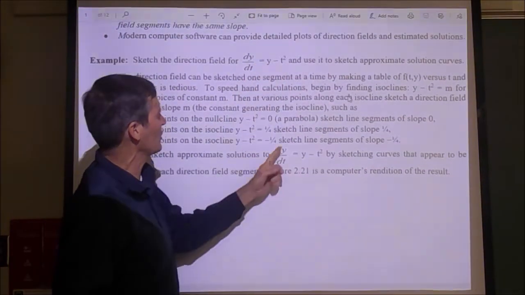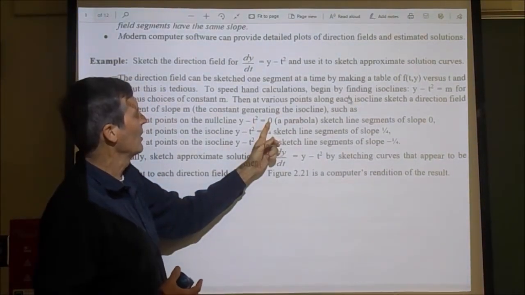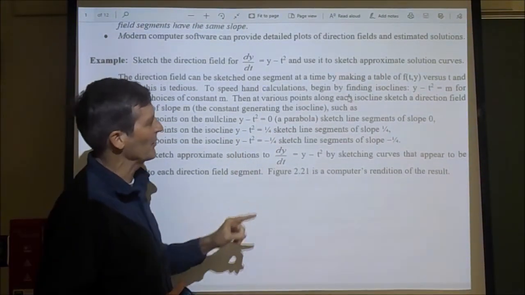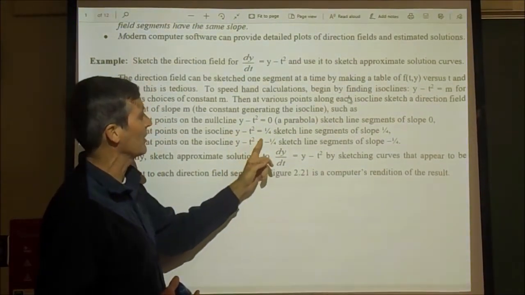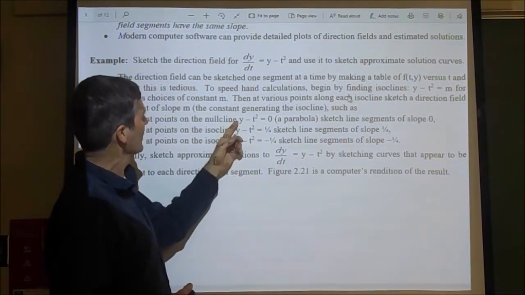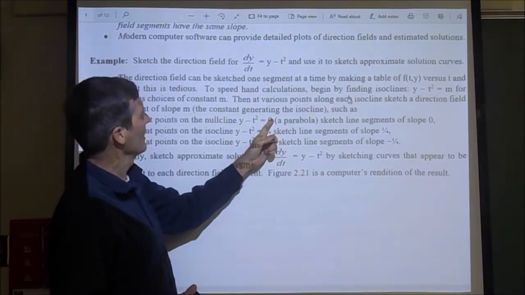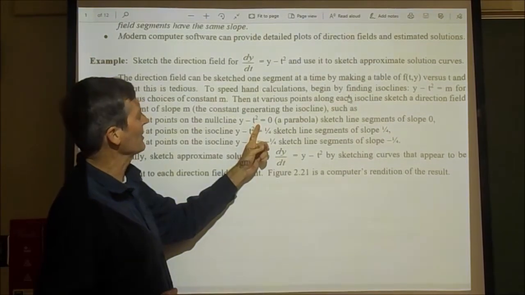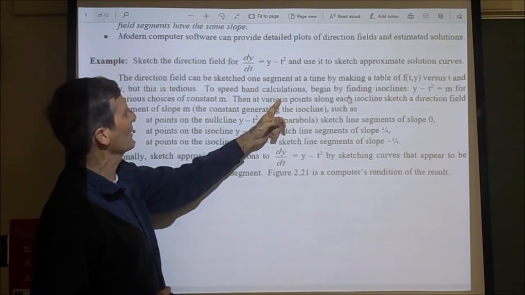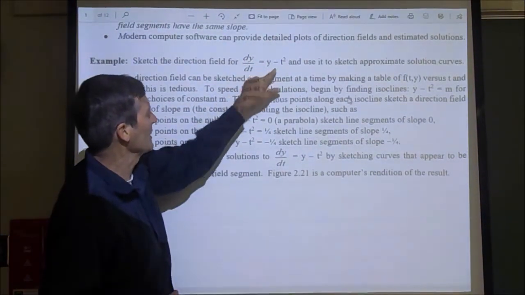So I put y minus t squared equals 0, and every little line segment I draw will have slope 0. If I put y minus t squared equals 1/4, every line segment through that curve will have slope 1/4. y minus t squared equals minus 1/4, every line segment through there will have slope minus 1/4. So let's try this. I put y minus t squared equals 0, and I get y equals t squared, the basic baby parabola you learned in algebra, right? Along the parabola y equals t squared, every line segment in the direction field will have slope 0, right? dy/dt equals 0.